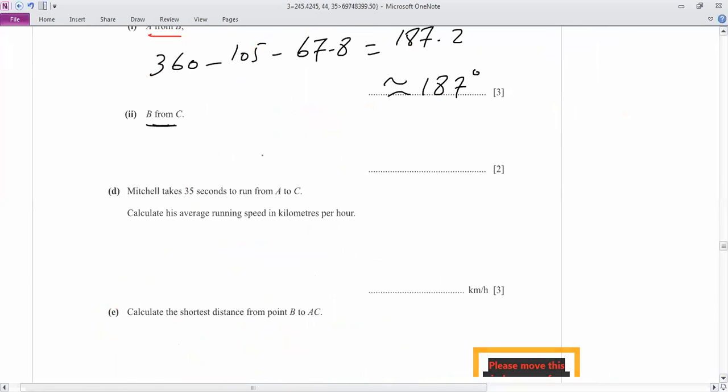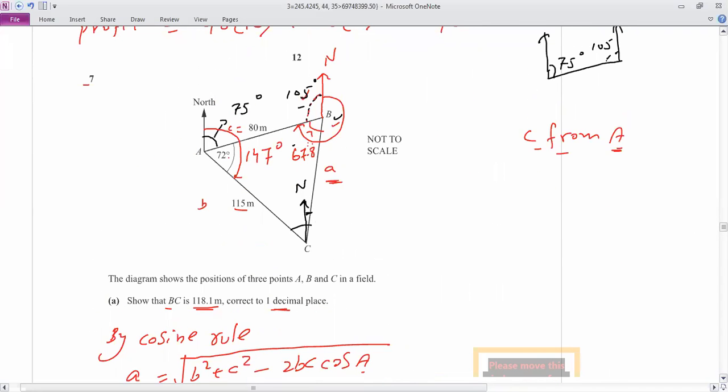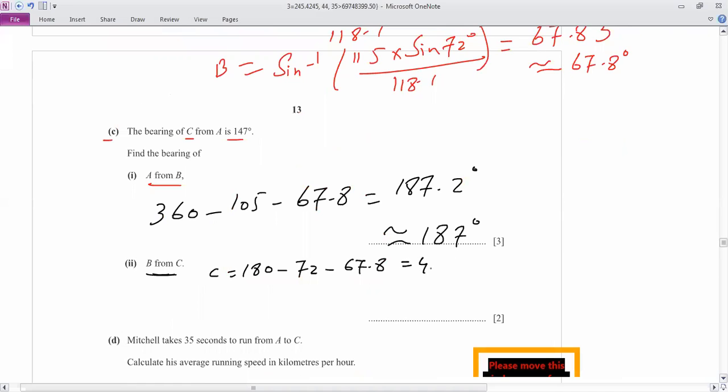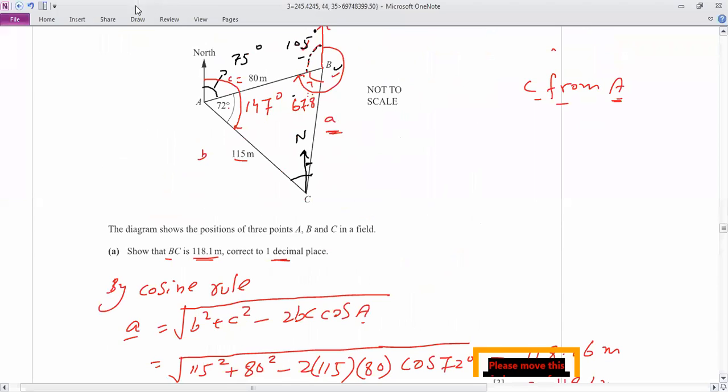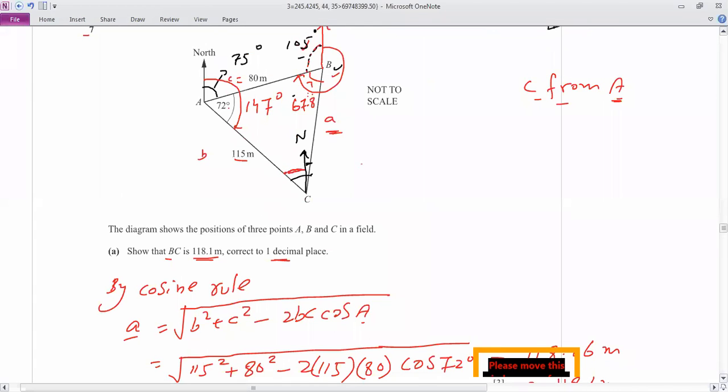What will be whole angle C? I will write here: angle C will be 180 minus 72 minus 67.8, because it is in the triangle. So I found the full angle C. That is 40.2 degrees. Out of this 40.2, now I will find this angle. Again, this is north, and this is the line.